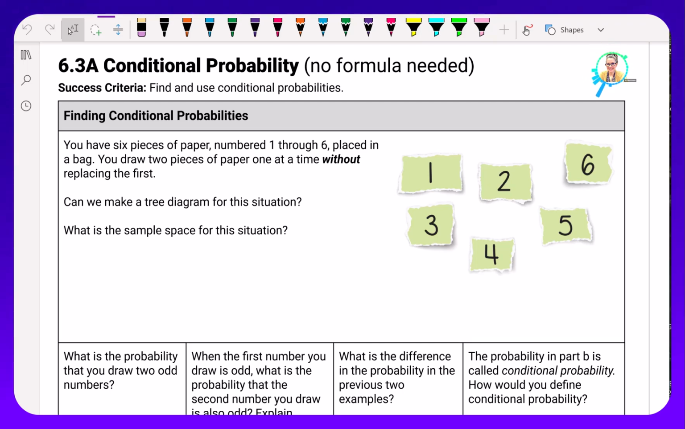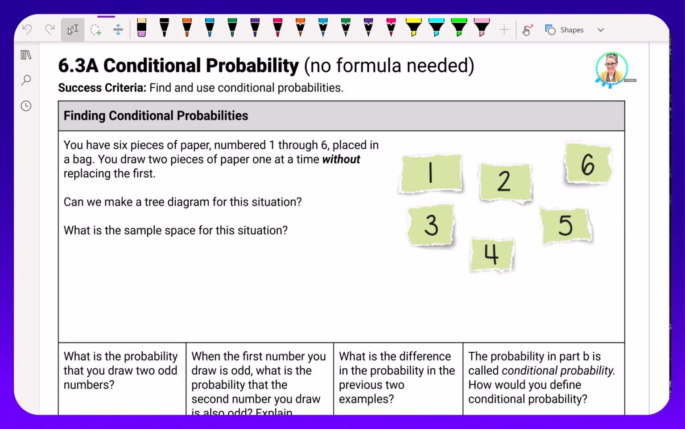Hello, this is a video for 6.3a conditional probability, and in this section we will not be using a formula. We are going to be figuring out conditional probability in context. So let's go ahead and get started.